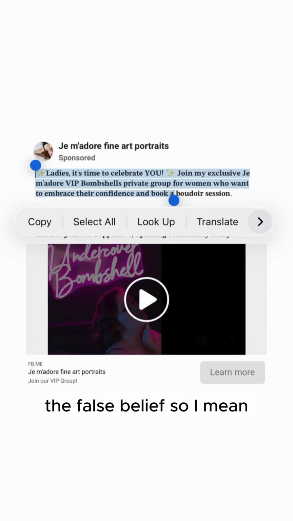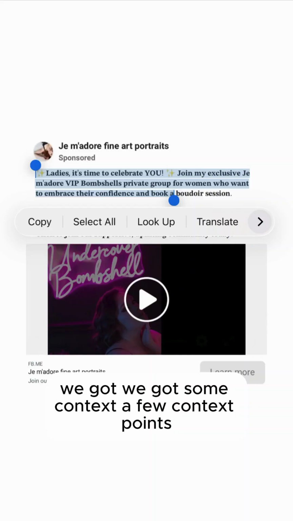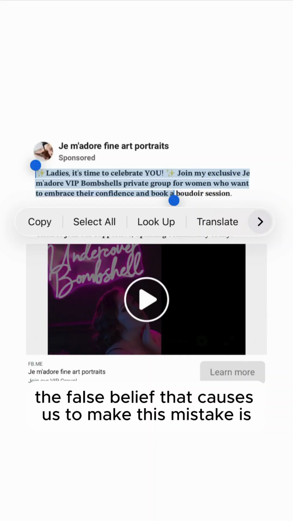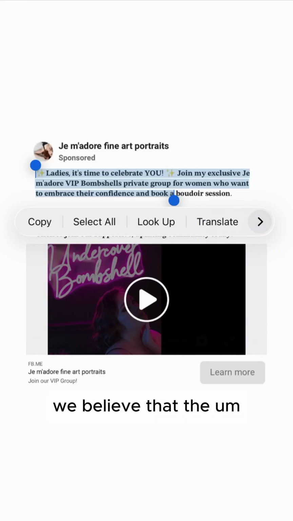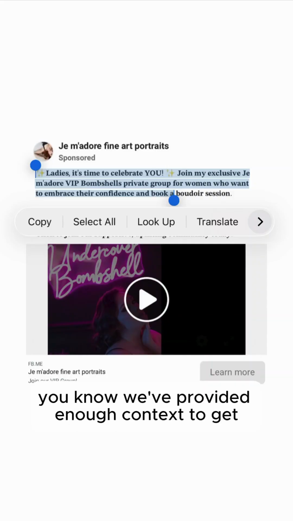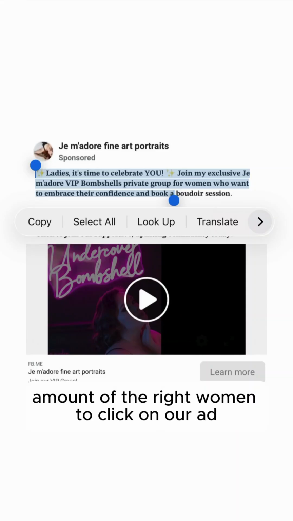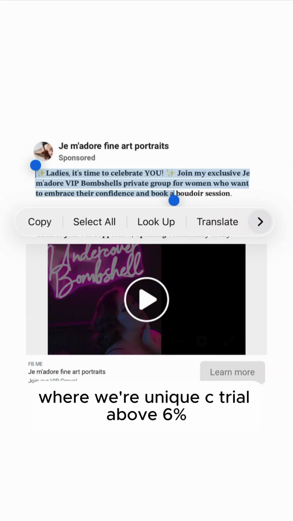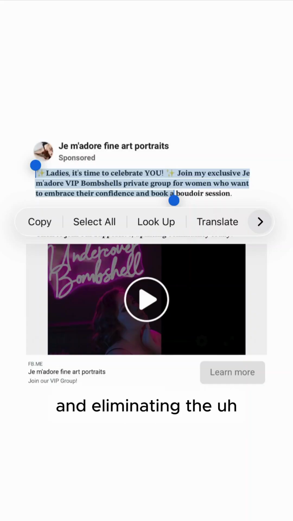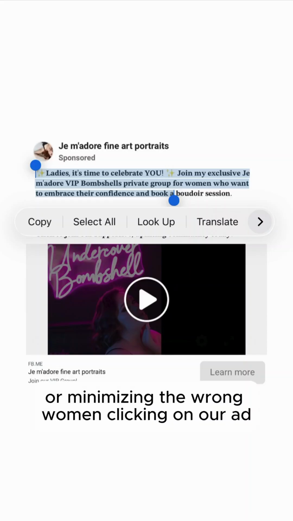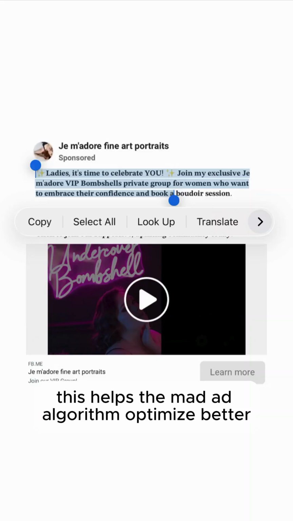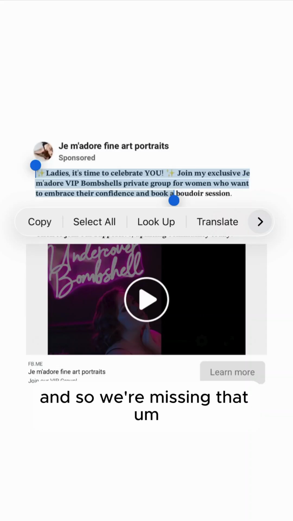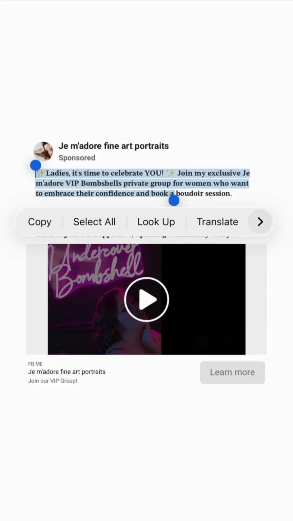The false belief. So we have some context, a few context points. The false belief that causes us to make this mistake is that we believe we've provided enough context to get the maximum amount of the right women to click on our ad, where our unique CTR is above 6%, and eliminating or minimizing the number of wrong women clicking on our ad. This helps the Meta ad algorithm optimize better. And so we're missing that.